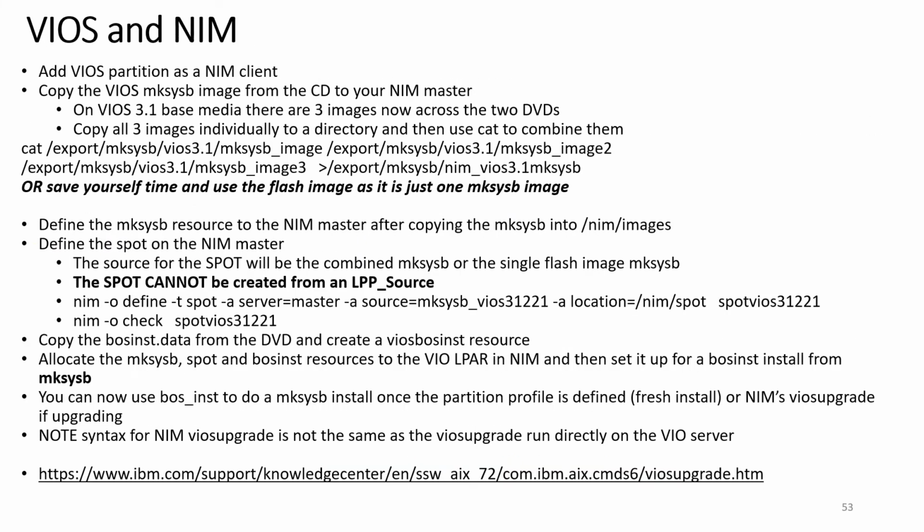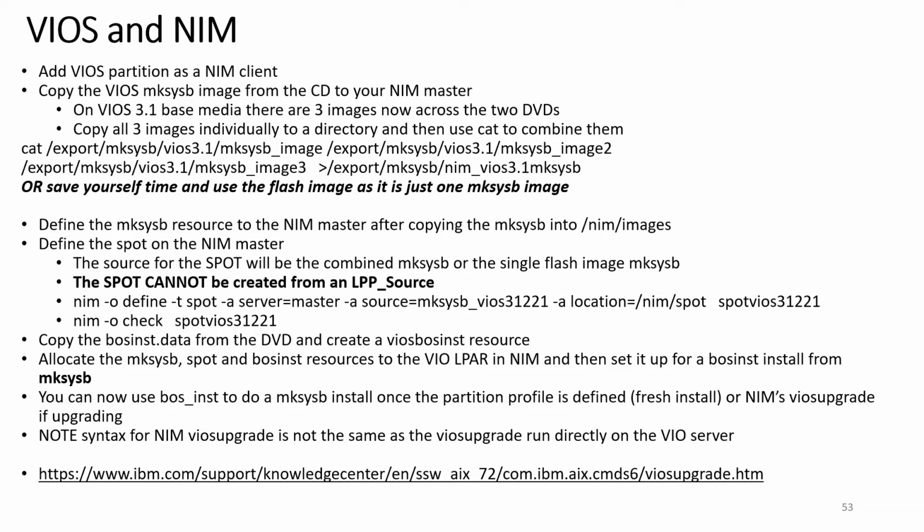So when you're using the NIM server for VIO servers, you add the VIO server partition just like you would a normal NIM client. You copy that mksysb image from the CD to your NIM master. On the flash, there's only one image, and it's one large one. On the other two DVD images, there are actually three mksysb images, and they must be concatenated in the correct order. So that's another reason why I use the flash image, because then I don't have to worry about concatenating things. This slide also lists the various steps that you need to go through.